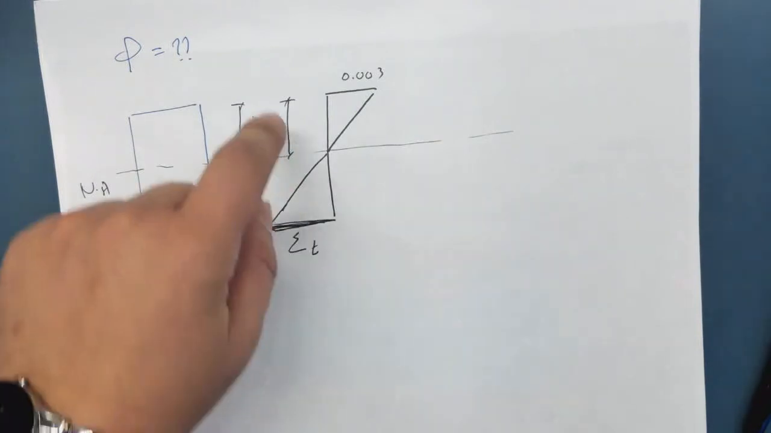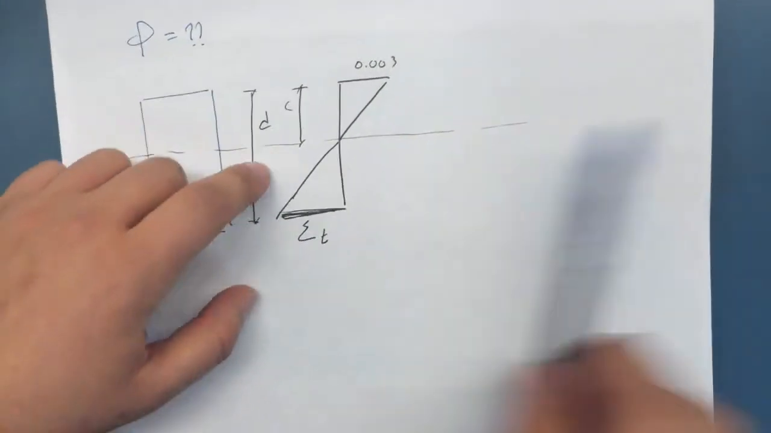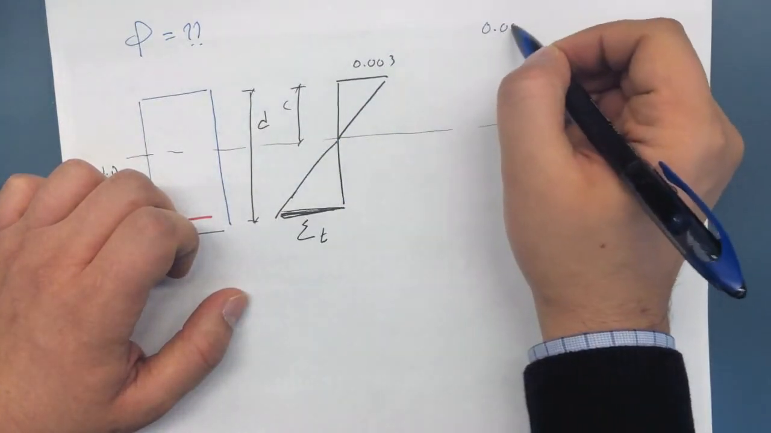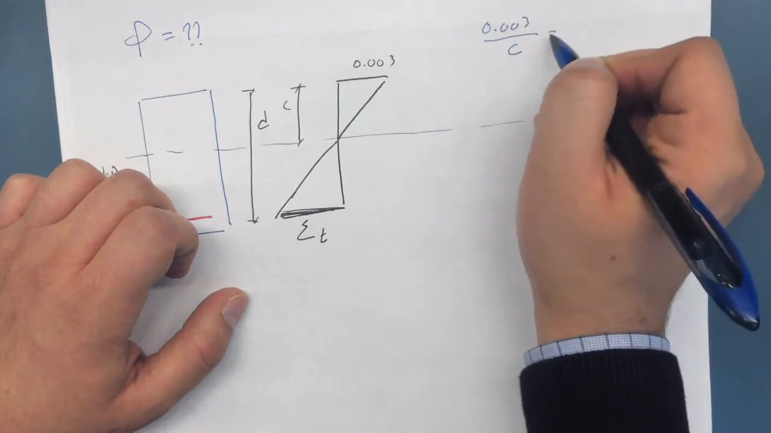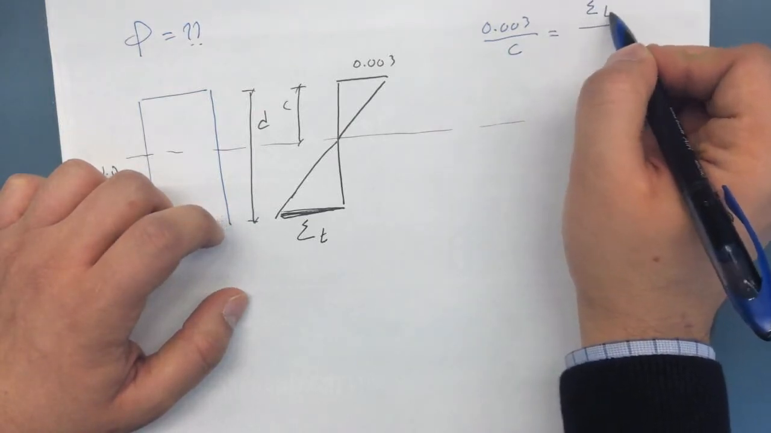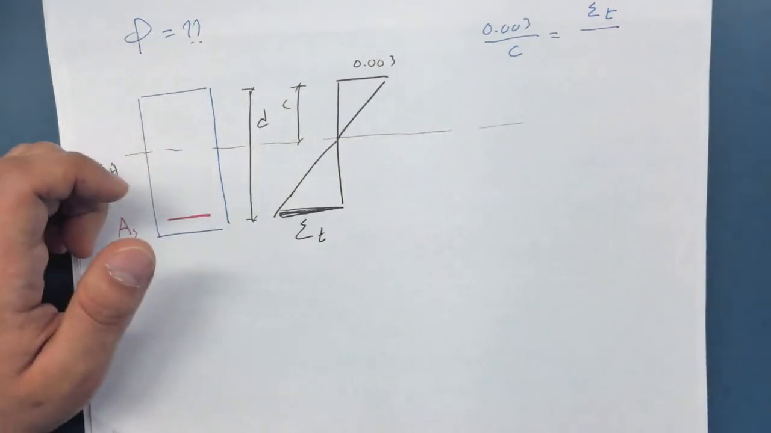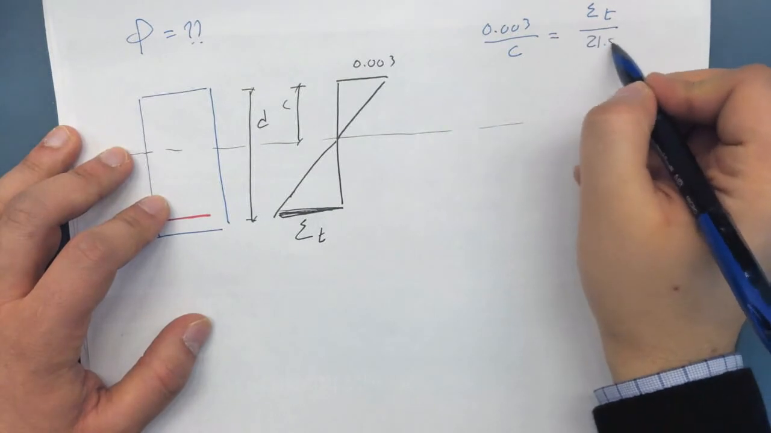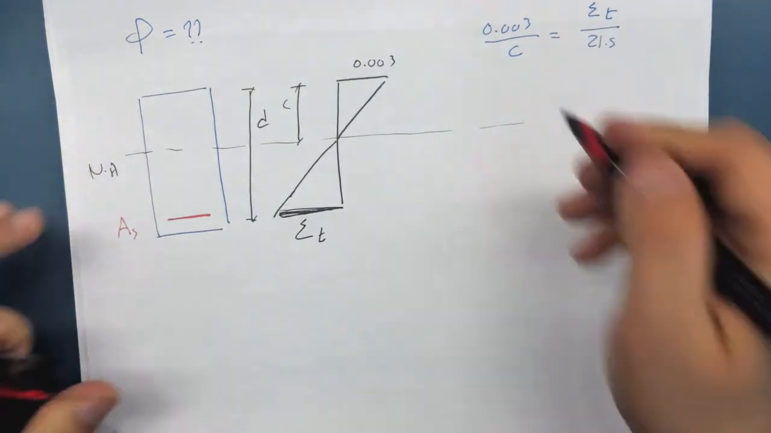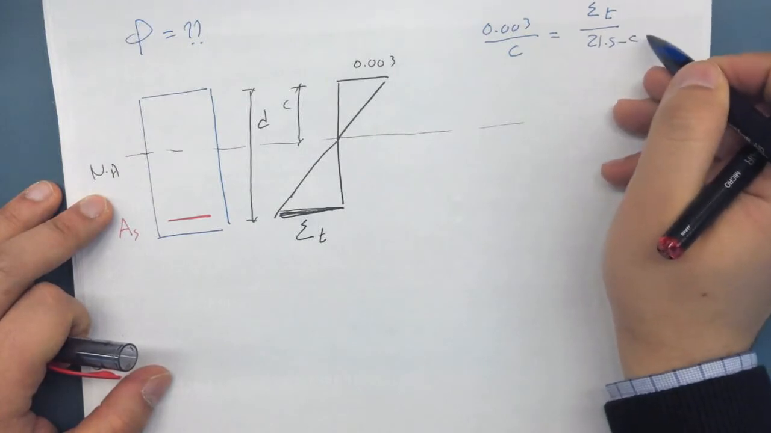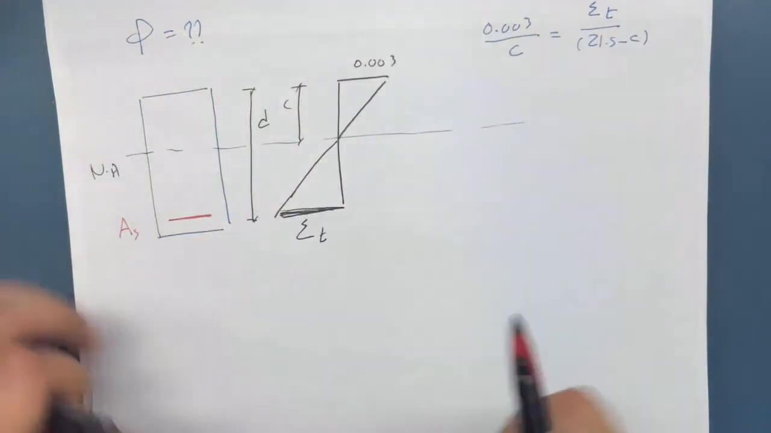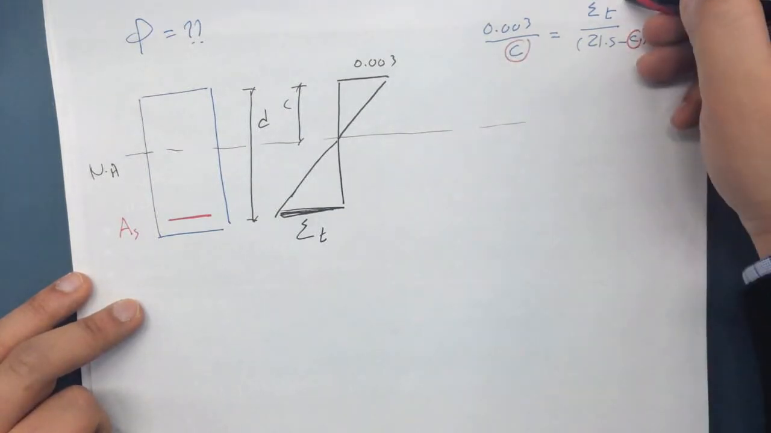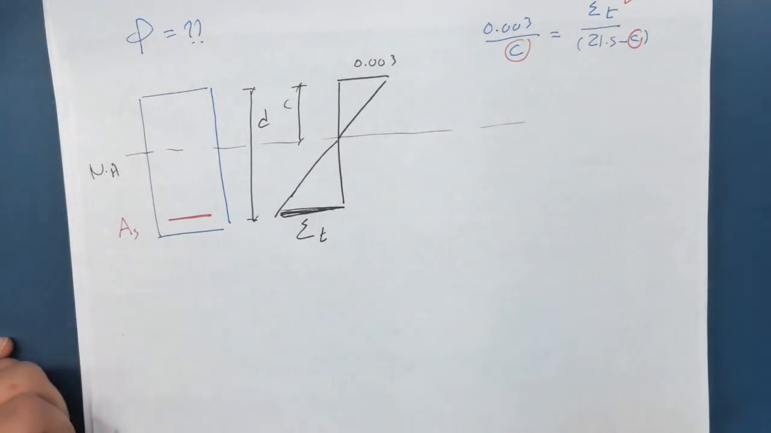If I can solve this geometry, I simply find epsilon t. So how to do this? If you look at this triangle over here, this divided by this is equal to this divided by this. So 0.003 divided by c is equal to epsilon t divided by d minus c. I know the value of d over here; d is 21.5 inches. So if I know the value of c, I know epsilon t, and I can sub in the equation.